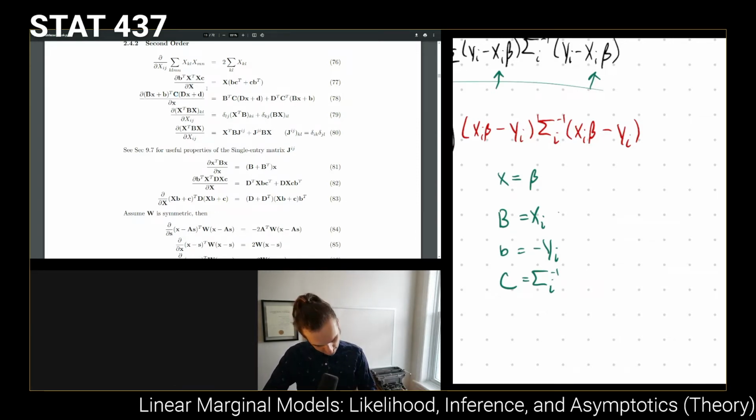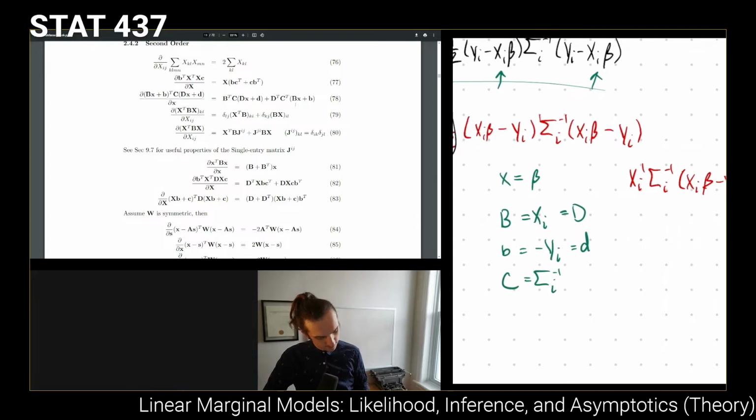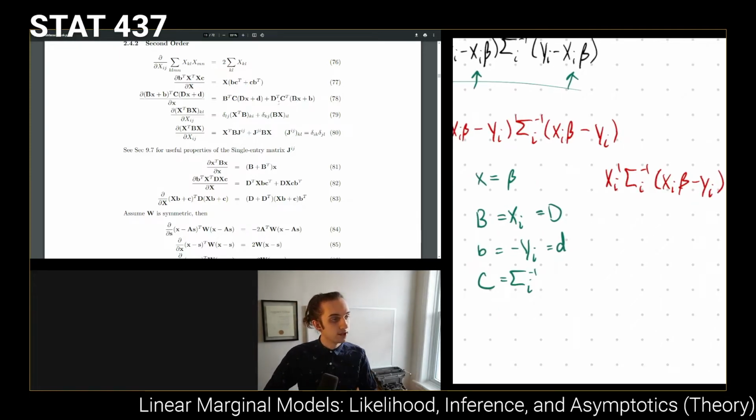And in this case, the brackets are exactly the same for us, so D is equal to B, and little d is equal to little b. And so we are working in this exact form for number 78. What that means is we can just read off what this derivative is. We know that the derivative is going to be b transpose C, times the bracket. In our case, that's Xi transpose sigma i inverse, and then we take the bracket, so that's (Xi beta minus yi), and then plus this term here.